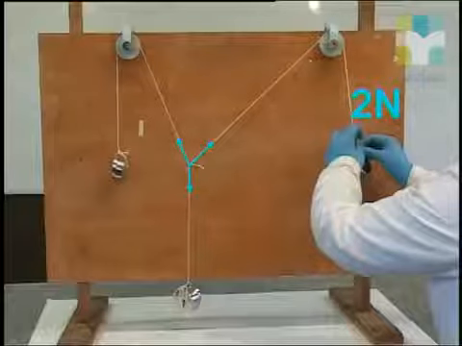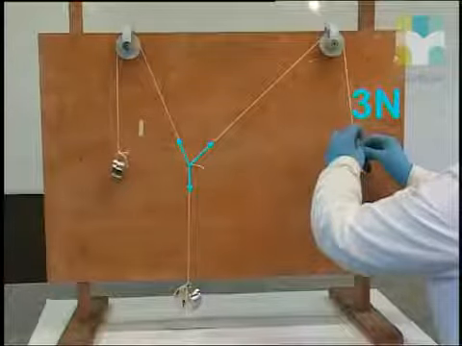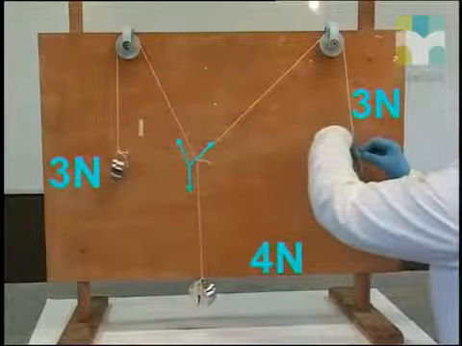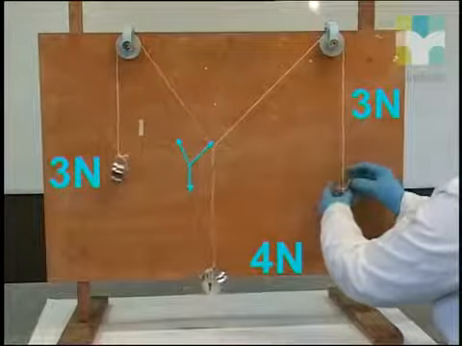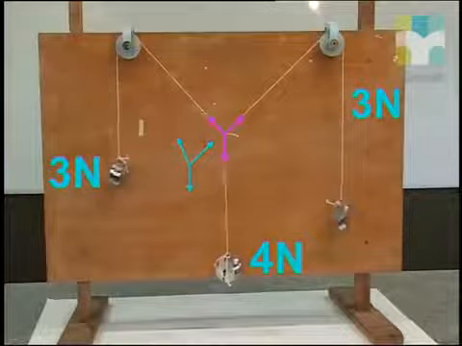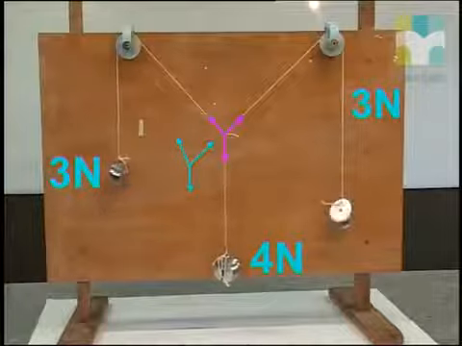Now let's think some more about the structure of 3 strings. Let's increase the weight on the right side string to 3 newtons. What would you see happen? You can see that the structure will not be in equilibrium if we add a weight here, but it can find a new equilibrium position. The question is, where will that position be?